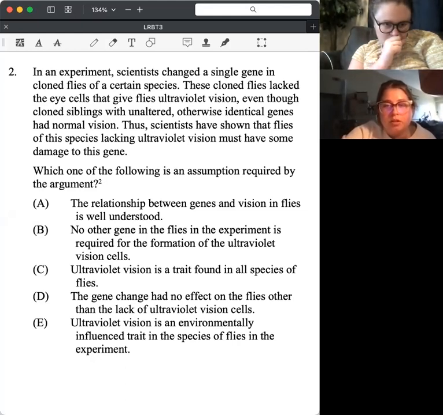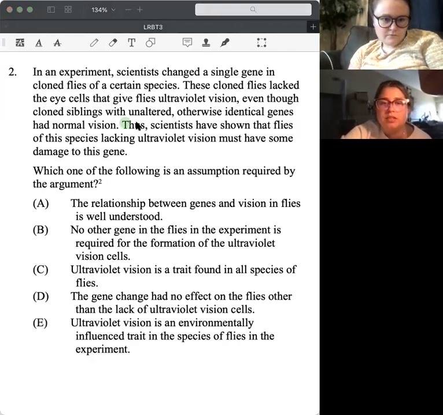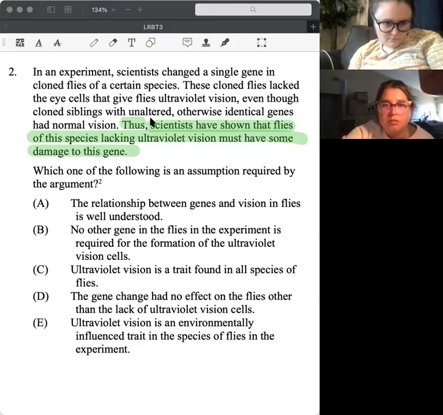Okay. So the conclusion is the last sentence. The scientists have shown that flies of this species lacking ultraviolet vision must have some damage to the gene. Why? Because when they changed the gene, the flies lacked the cells that give them the UV vision. Okay. So we changed.